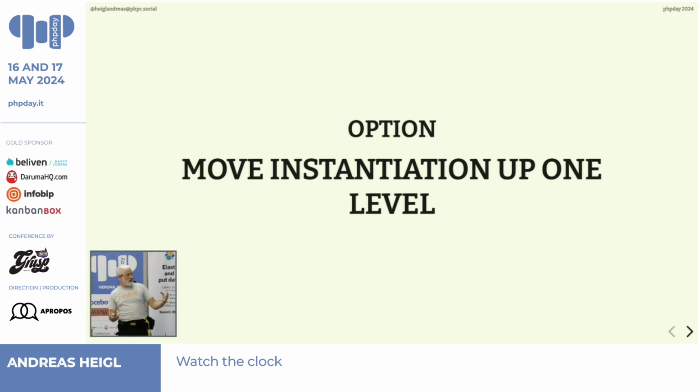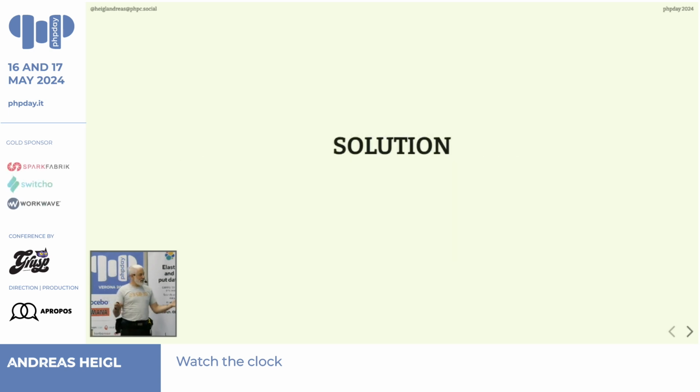We've already heard that a few talks back, where someone was talking about factories. No, we're not going that deep. We're only using factories. That's the solution. Let's build a factory that just returns us the current DateTimeImmutable object.